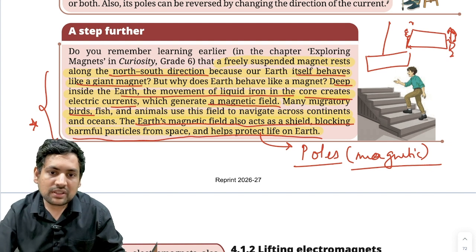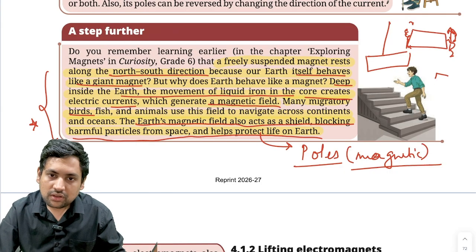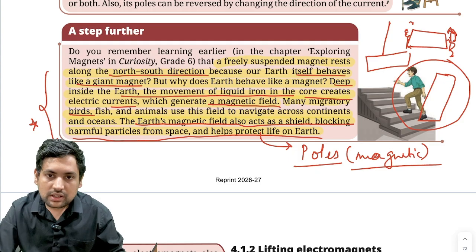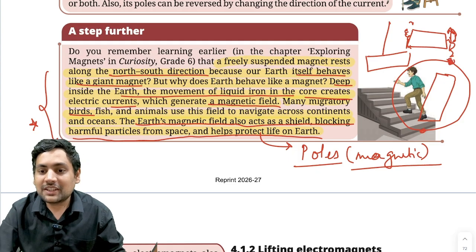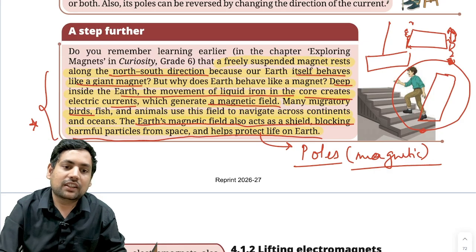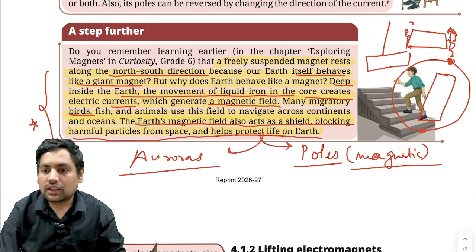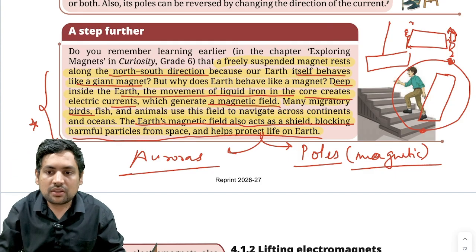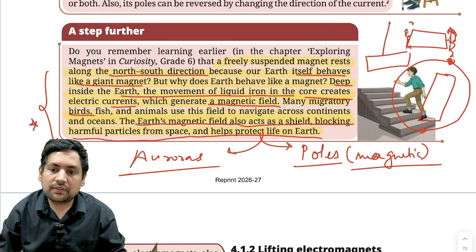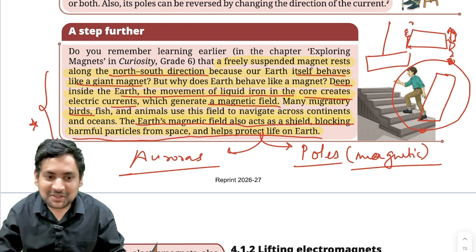Correct? Now, because they are stuck like this, on Earth also, because of the Earth's magnet, what will happen? They will go towards the poles, and that is why on the poles you see auroras. Correct? Northern lights, southern lights, what are those? Auroras, because of Earth's magnetic field interacting with charged particles coming from space. Understood?